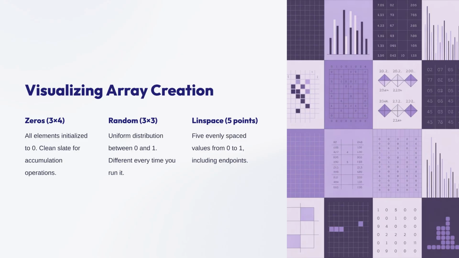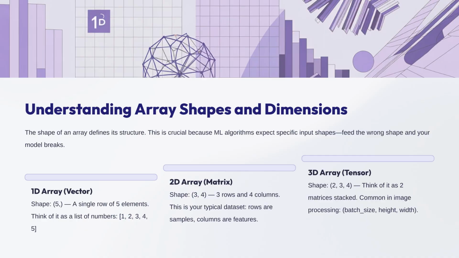Here we visualize some array creation methods. Zeros gives you a clean slate. Random generates uniformly distributed numbers. Linspace creates evenly spaced values over a specified interval.